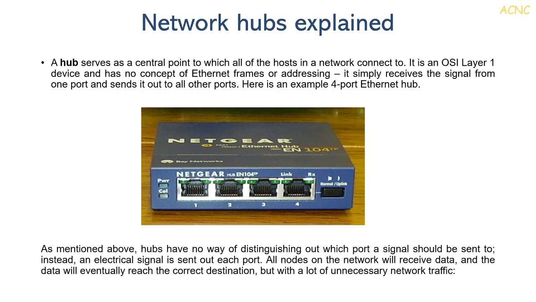As mentioned above, a hub has no way of distinguishing which port a signal should be sent to. An electrical signal is sent out of each port. All nodes on the network will receive data and the data will eventually reach the correct destination, but with a lot of unnecessary network traffic. That means all ports send the broadcast signal, sending the data to all connected hosts that do not actually require it. So this creates a lot of network traffic.